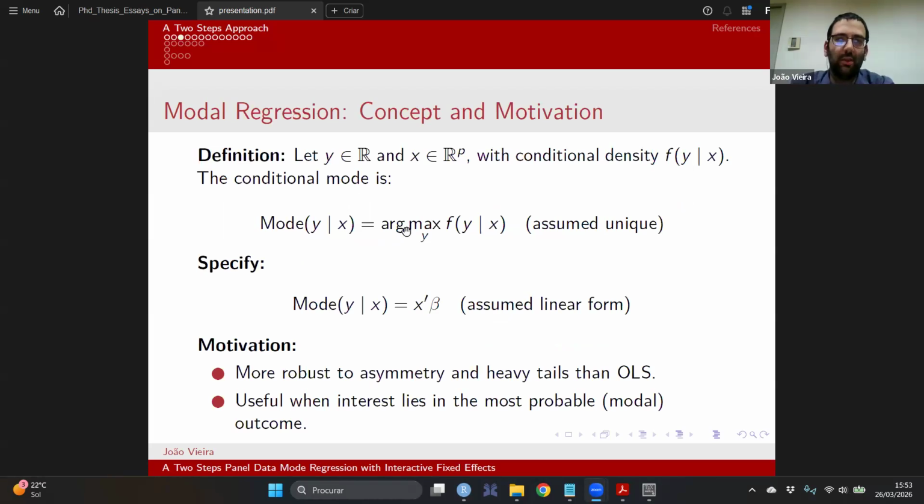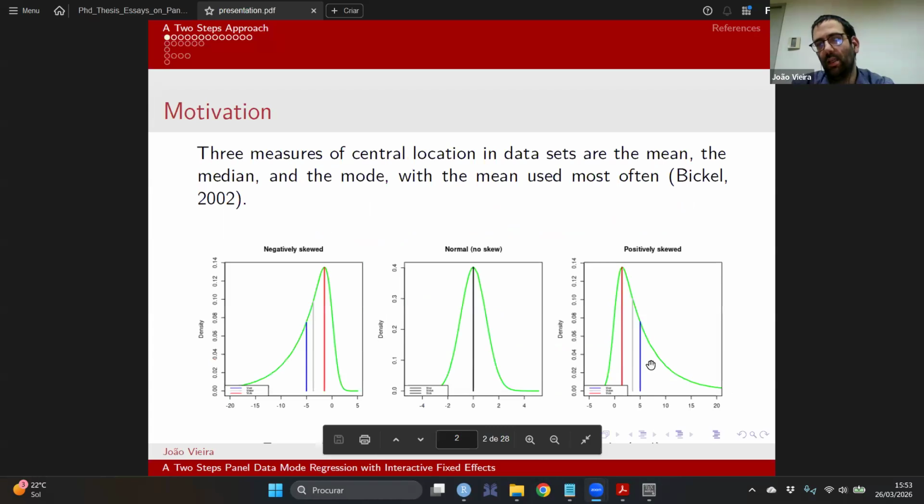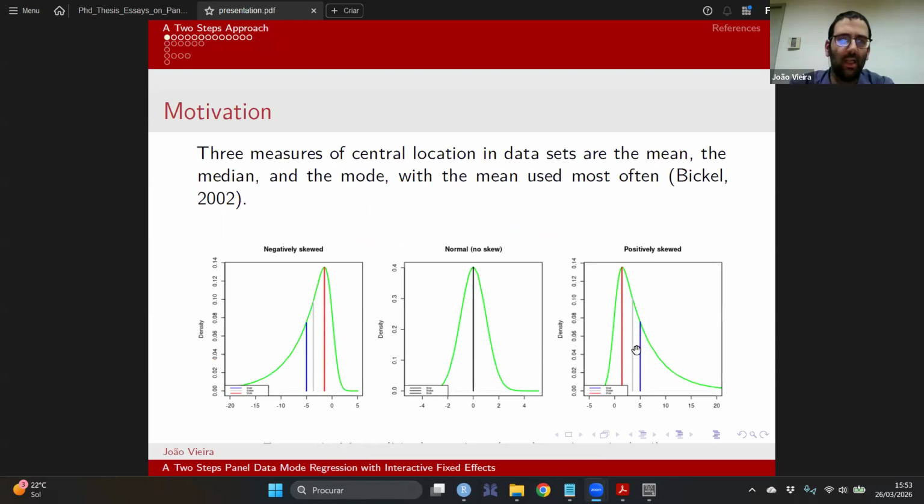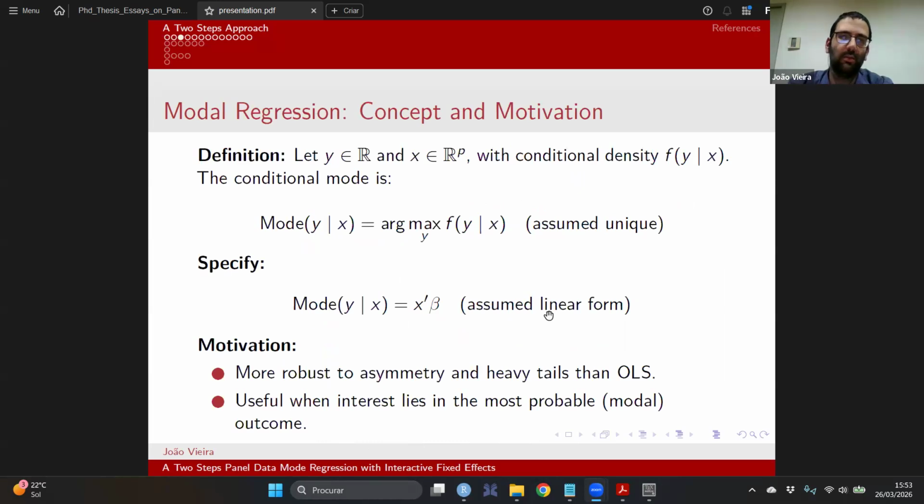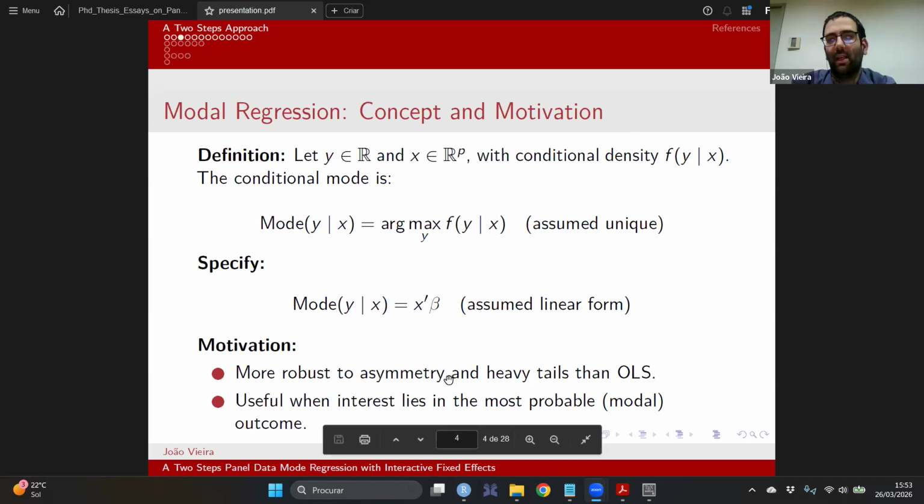In our setting, we just assume that we have a unique mode. So, for example, if we have another bump here, we are not considering these cases. There are some papers that do it in a non-parametric way. We also assume a linear form in our regression. There are other papers that do not assume this. The literature on this has exploded in previous years, by the way. And our problem is mainly asymmetry and heavy tails in the regressions, mainly in the linear case.